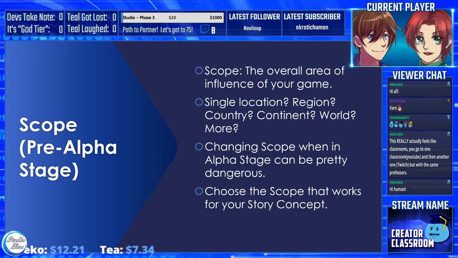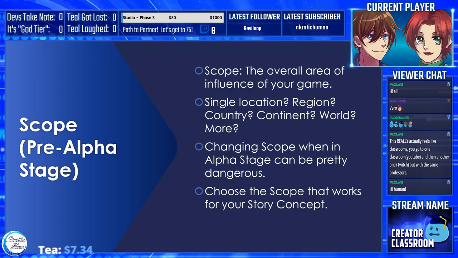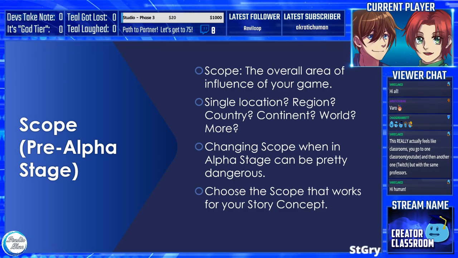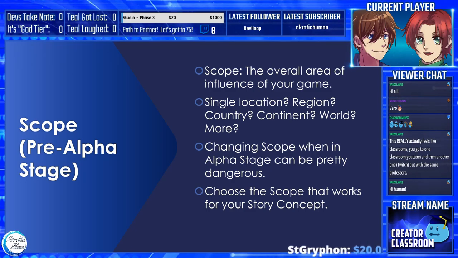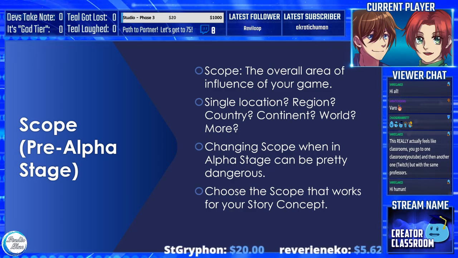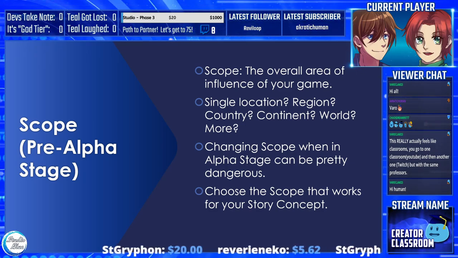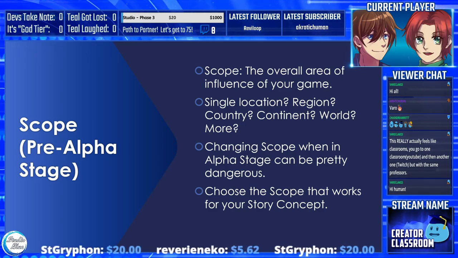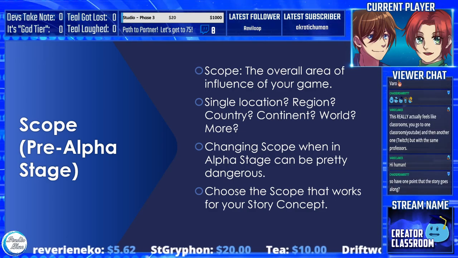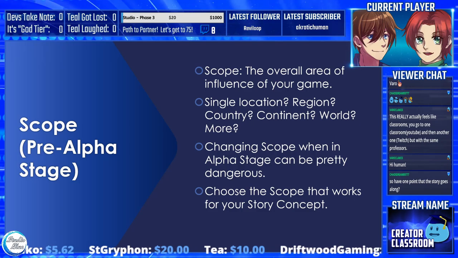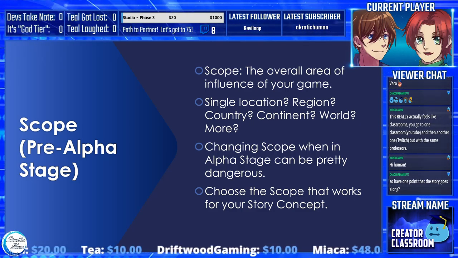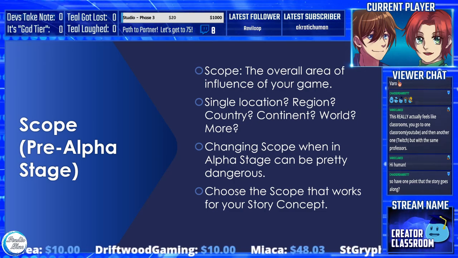So, for example, if you're going to make a Legend of Zelda game, let's just talk about Ocarina of Time. The main story concept is Link goes back and forth between the past and the future in order to stop Ganon and rescue Zelda. That's the most basic concept. And then the scope is Hyrule, the kingdom of Hyrule and the surrounding areas. Changing those once you're deep in development can cause a ton of problems.